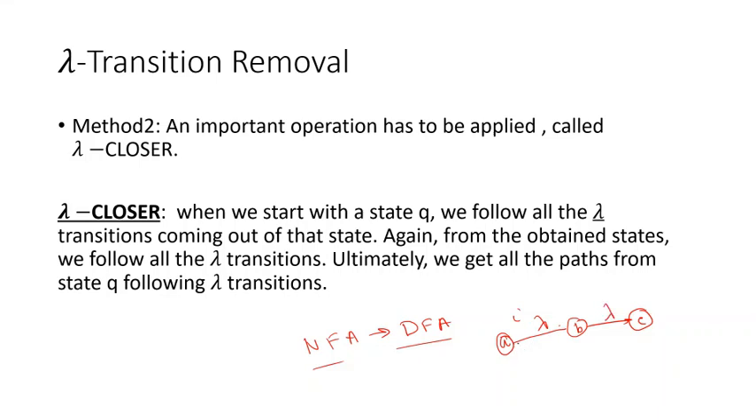So we follow every transition with lambda from A to C. So all these states, and suppose we want to find the lambda closure of A, then all the states in this path with the same level, which are reachable from A, will be part of this lambda closure. So lambda closure of A will include all the states A, B and C. So this is the way we can find out the lambda closure of any state.